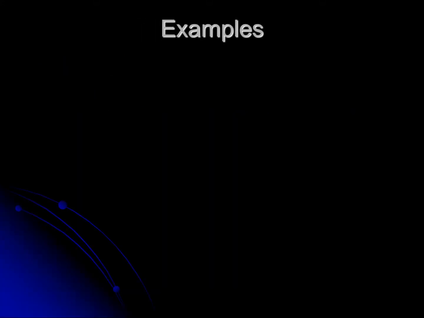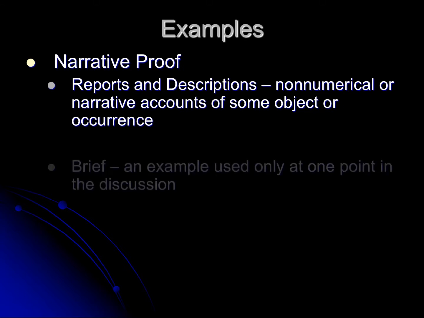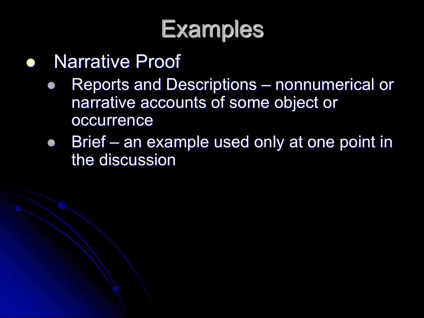Now the next kind of evidence is example evidence. These are basically narrative proof, so it relates back to our chapter on narratives. It's reports and descriptions, things like eyewitness accounts, or people telling the story of what they believe might have happened or creating a theory of a story. Some examples of these would be brief examples. That's where you use the example only at one point during the talk. Most of the examples that I've used in these lectures so far have been brief examples. I referenced them only one time.